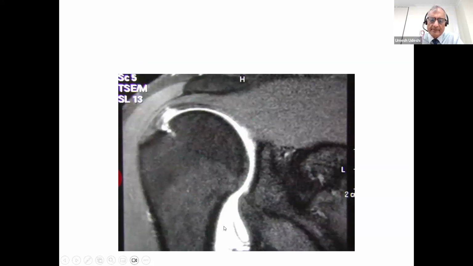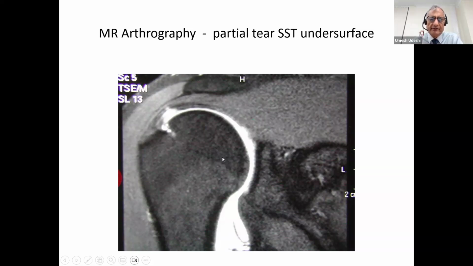Here's an MR arthrogram. So this white stuff is contrast within the shoulder joint that's been injected, and then a T1 fat suppressed image has been obtained. So you see the contrast here, and then the tendon here should be extending from about here to up to the top here. And you can see there's this defect in the undersurface of the tendon. So that's a beautiful demonstration on MR arthrography of a partial undersurface tear of the supraspinatus tendon.